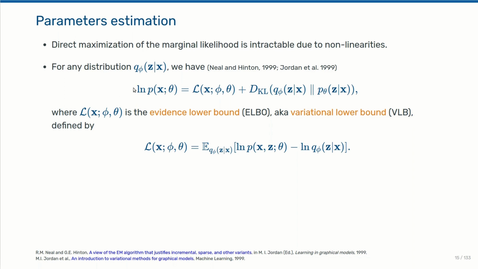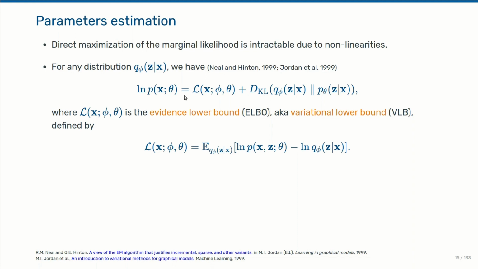On the left, you have the quantity that we want to maximize, which is the log likelihood of the marginal distribution. And on the right, you have this L that is called evidence lower bound or variational lower bound, and we will discuss about this later. And the Kullback-Leibler divergence between this arbitrary posterior distribution on z and the true posterior distribution of z given x.